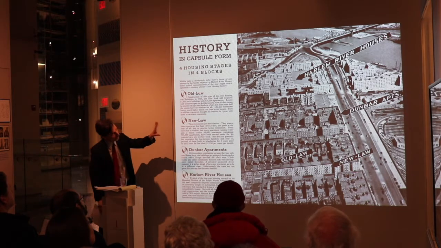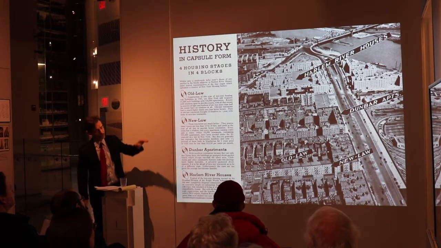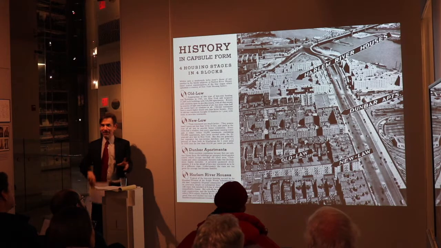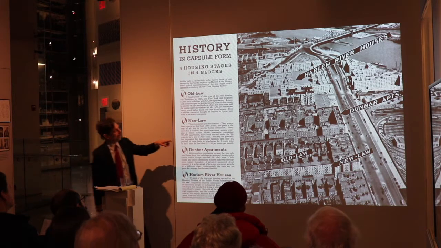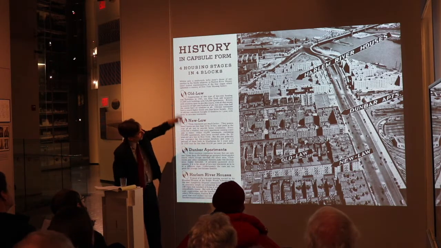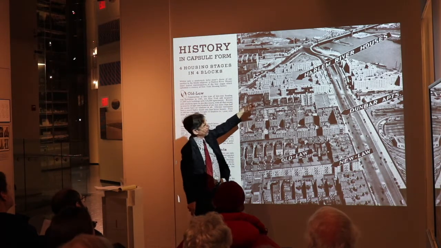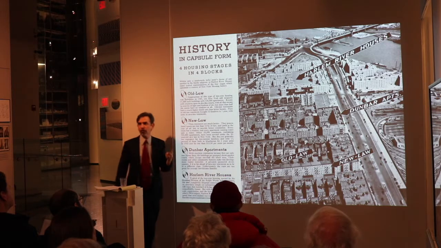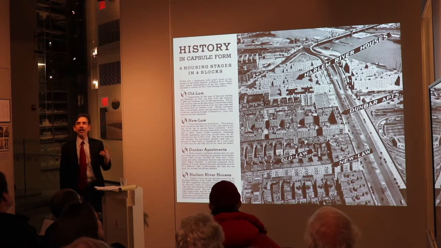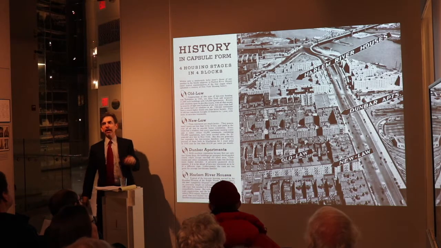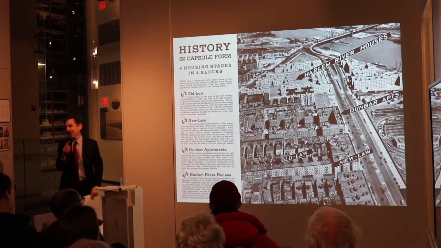This is, I think, a wonderful illustration. So we go from an imagined landscape to a real landscape in Harlem. And this image, which is from an article about the Harlem River Houses, which is one of the first three developments of NYCHA.